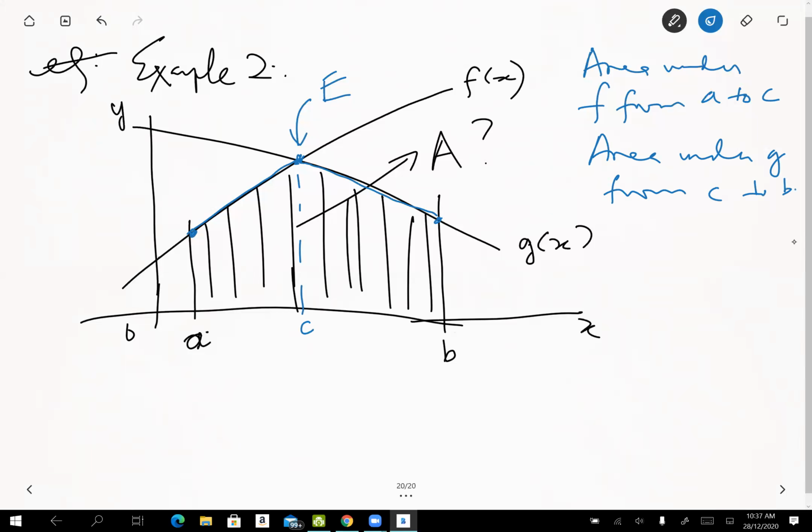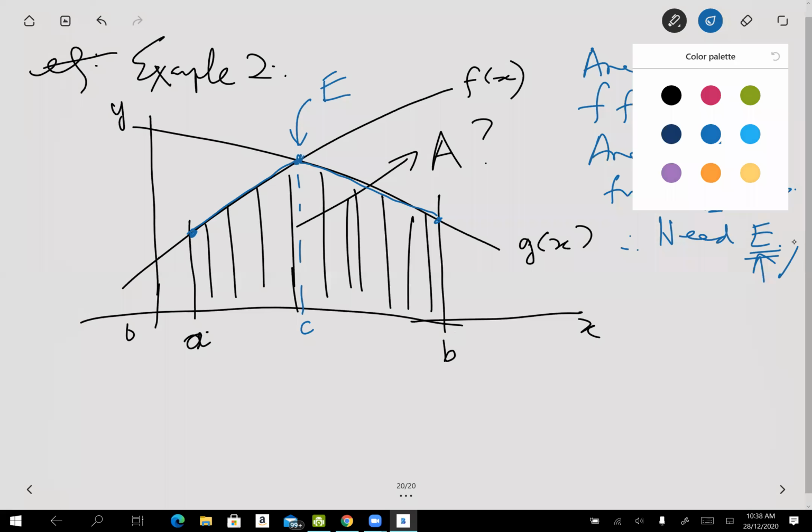So therefore, to get C, I need what? You need the E, so you have to do it first. You have to find that point E. And of course, we know how to do it. It's just the equilibrium point, or the solution to G and F. So suppose at that point E you got C, which I already stated there. So now our area A is equal to the area under F from A to C, and the area under G from C to B.